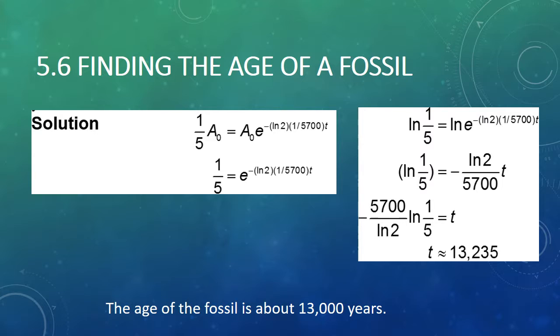And then what we're going to do is take the natural log of both sides to remove the e. So we have the natural log of 1/5 equals the negative natural log of 2 over 5,700 times t. And then we're going to multiply both sides by the reciprocal of that fraction and put it in our calculator and end up with about 13,235. So about 13,000 years.